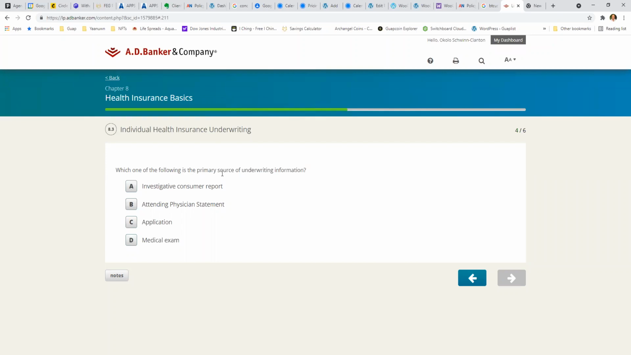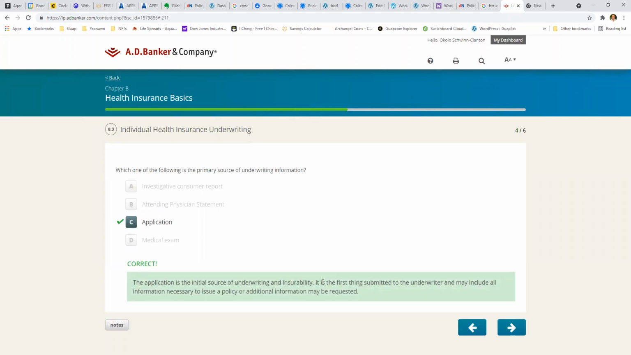Which of the following is the primary source of underwriting information? Investigative consumer report, attending physician statement, the application, or medical exam? The primary source for underwriting is not consumer report. The application? That's what I think. Mhm. The application is the initial source of underwriting and insurability. It is the first thing submitted to the underwriter and may include all information necessary to issue a policy, or additional information may be requested. So the point of this is they may not even request any of these other things, so that can't be the primary source, because you might get everything you need from the application.